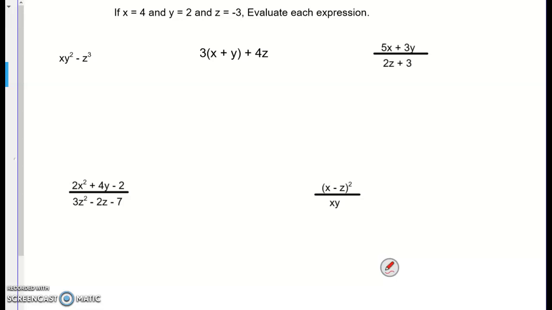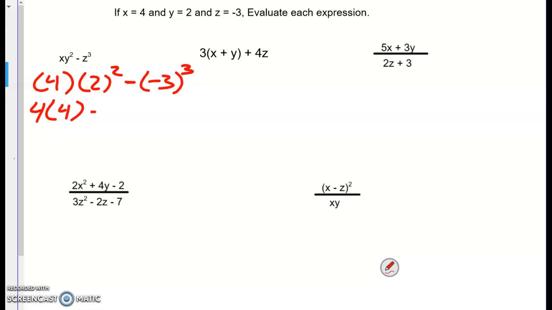Reviewing for your test, every time we have numbers that we're plugging in for variables, we're always going to plug them in parentheses. So it's 4, 2 squared minus a negative 3 cubed here. Okay? We do the exponents first. So 4 squared is 4. Negative 3 cubed, negative 3 times negative 3 is 9. And 9 times negative 3 is negative 27.